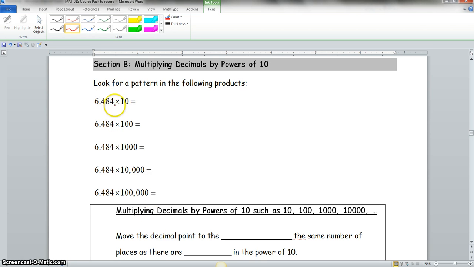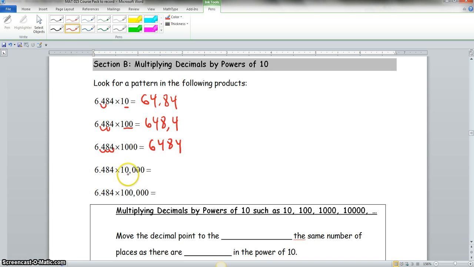What happens is this here. Whenever you multiply any decimal by 10, or a multiple of 10, you count how many zeros you have, and that's how many places you move your decimal to the right. So here we have 1 zero. So we'll move this decimal one place to the right, and that'll give us 64.84. Here we have 2 zeros. So we'll move this decimal 2 places to the right, and that'll give us 648.4. Now we have 1,000. We will move this decimal 3 places to the right. So it'll be 6,484.